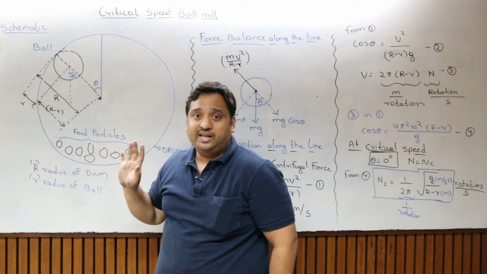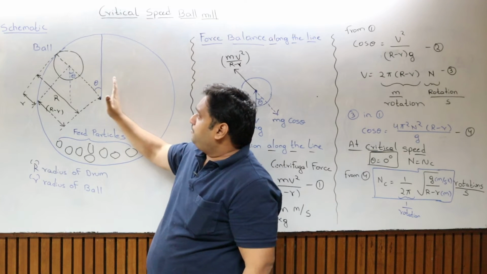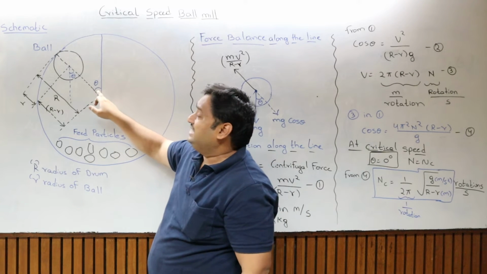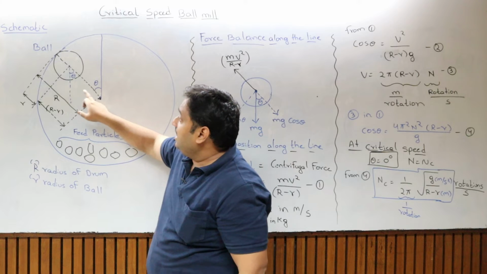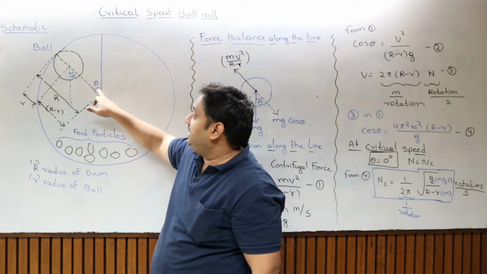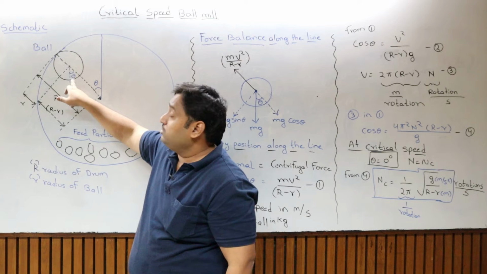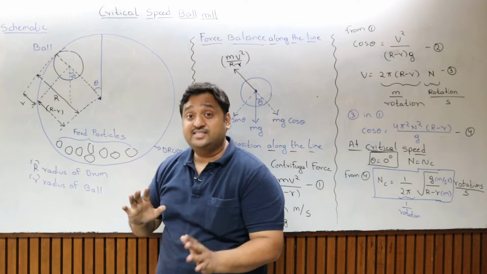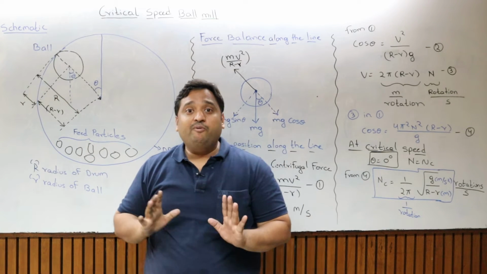So this is the schematic, and presently the angle made by the ball is theta. If this is theta, this is also theta, because both are parallel lines. This theta is the angle, and this is the starting point of the derivation. How does it go?